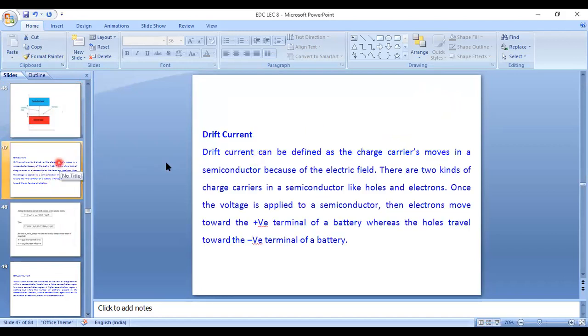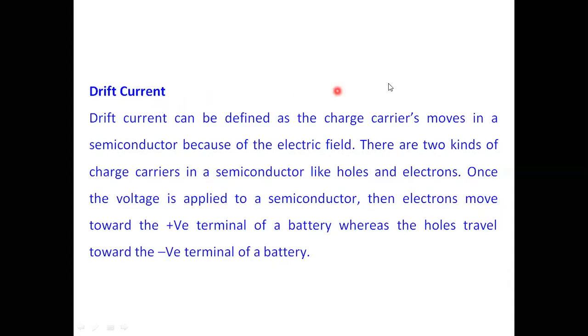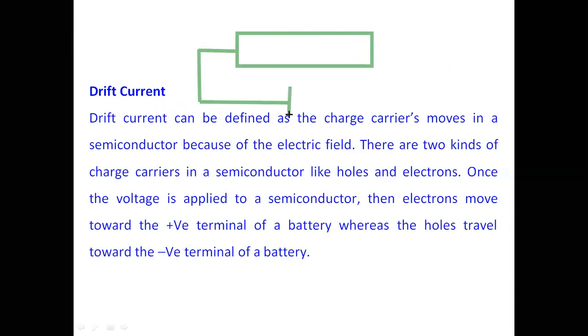So drift current. We have already seen in the last class that drift current means the current which is induced when the charge carriers move under the influence of an electric field. Let us suppose a semiconductor or a metallic bar, and here I am applying some voltage.